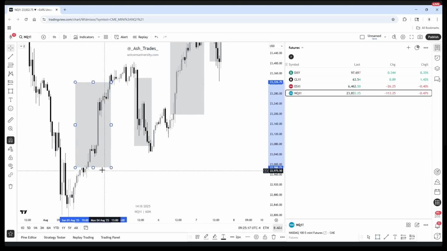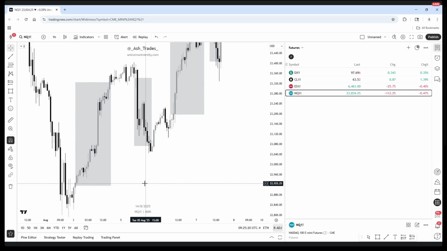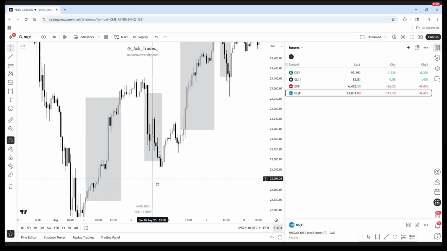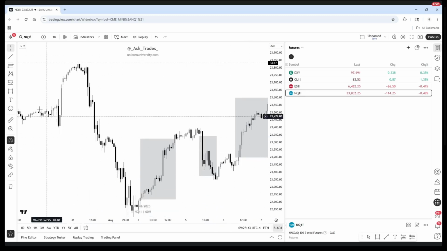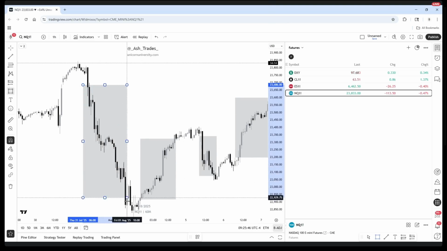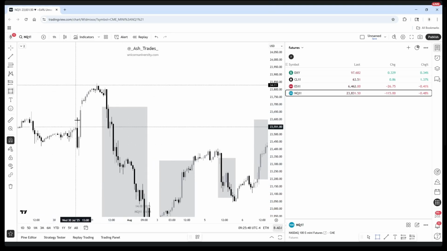Now, yes, you can catch continuation unicorns. So that is a form of catching expansion. It's a little bit harder because it's quicker. Right? When price is expanding, it's decisively moving in one direction. Those are a bit harder to see, in my opinion. Very clear expansion here. Expansion. Beautiful breaker again, right in here.